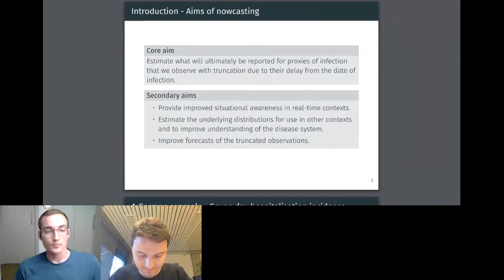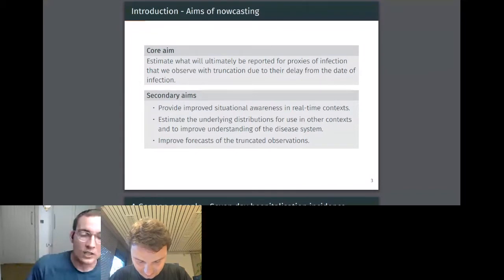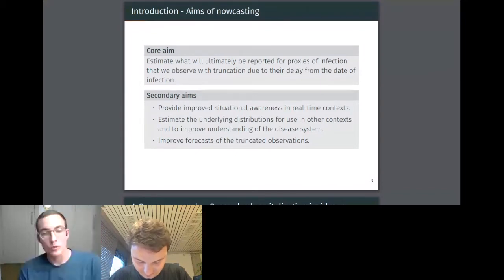And the reason this is important is it's really important during outbreaks for situational awareness. We've seen that a lot with COVID. There's currently ongoing work with monkeypox, for example. It's really important potentially to estimate what these underlying distributions are so they can be used in other forms of modeling. And then also it's very likely that if we use the partial data we have from nowcasting, it will improve our ability to forecast, which is, as I'm sure people are aware, a real challenge in infectious diseases.